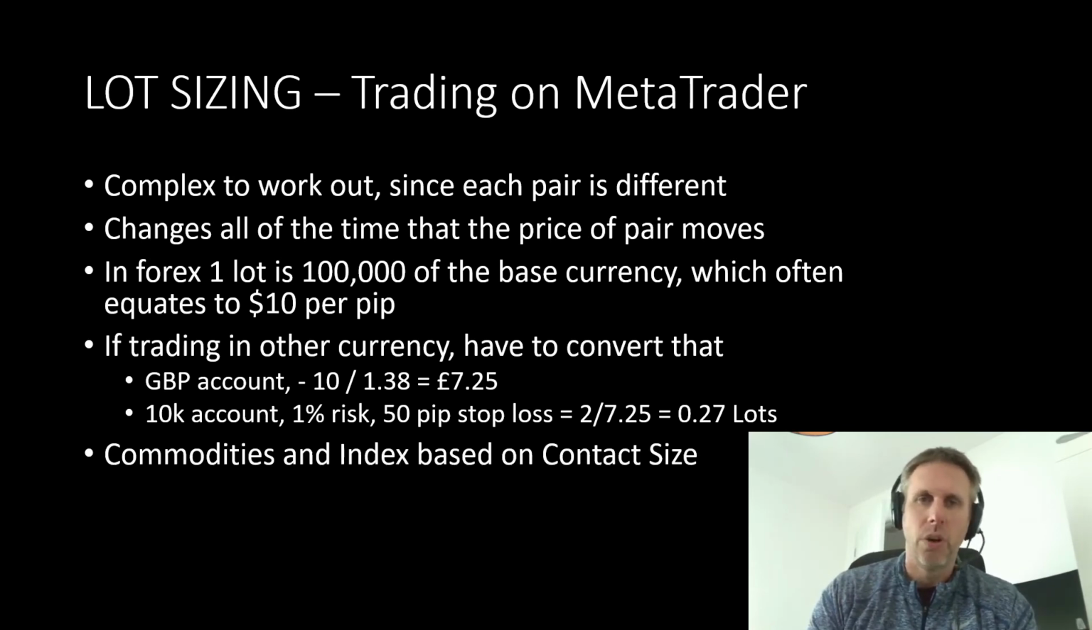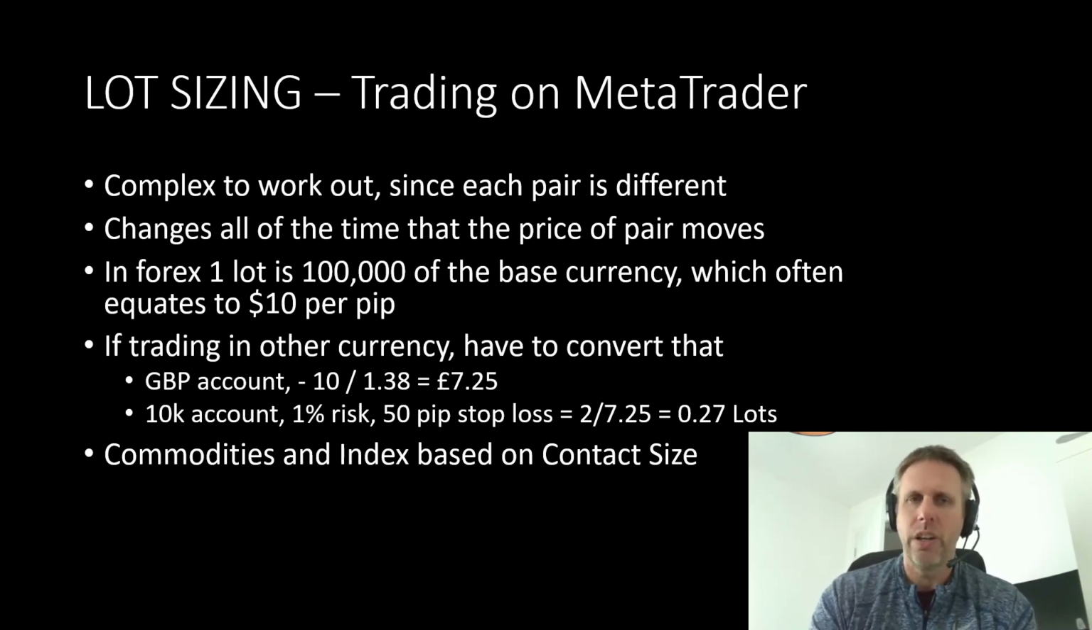Now, when you're trading commodities and indexes, that's all based on contract sizes, and every single one is different. So I got caught out recently trading silver. I went short at one lot and didn't realize that one lot was $5,000 on a contract size. I was very quickly exposed to far more than my 1% risk.